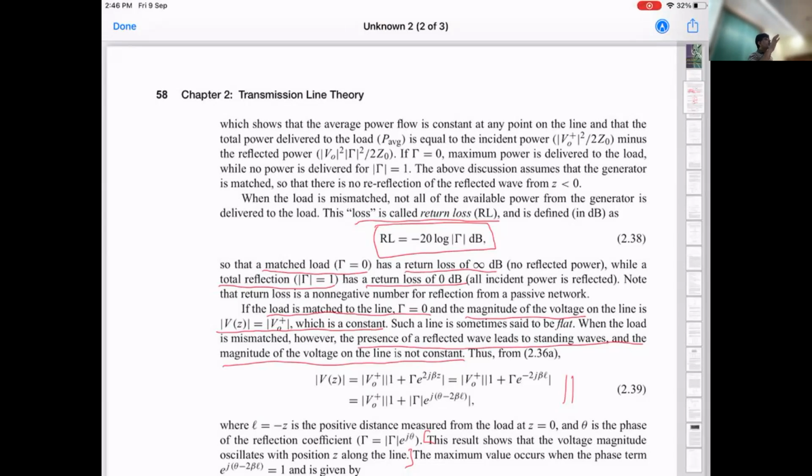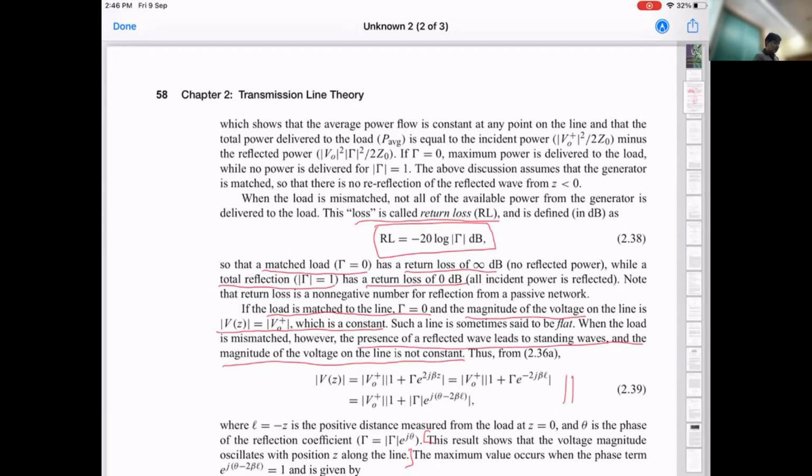For any finite reflection, gamma is going to be less than 1. Right? Maximum gamma is when V0 plus equals V0 minus. So it's going to be less than 1, and the log of that number is always going to be a negative number. So you just put an extra negative there. And I forget why this is 20. I think this is some convention people have used.